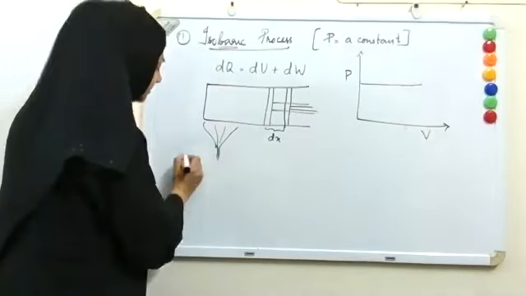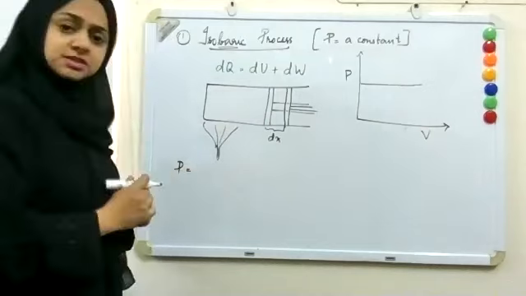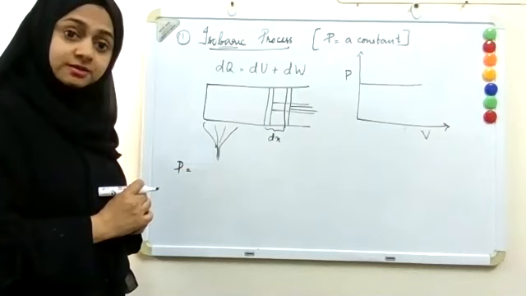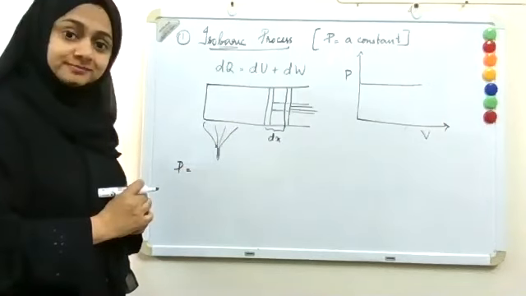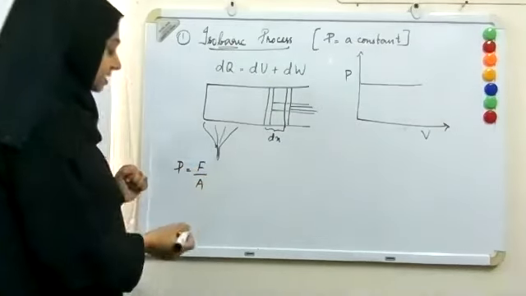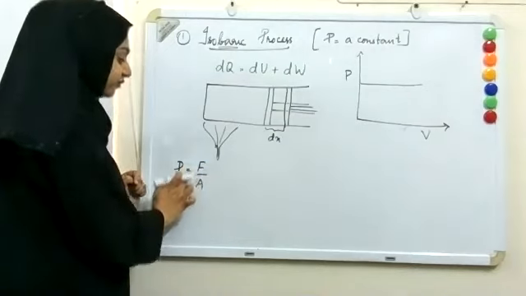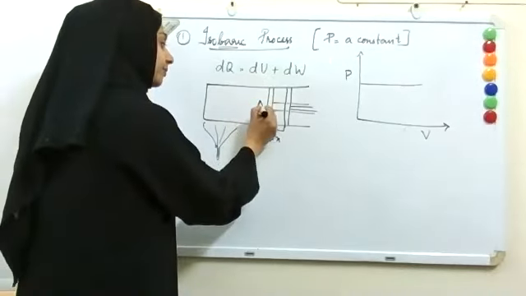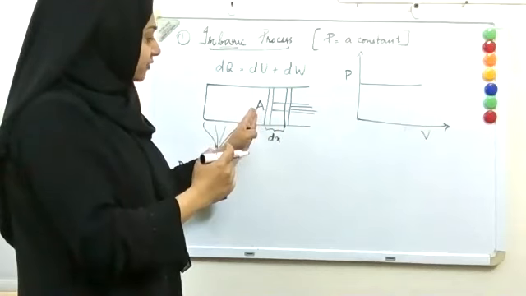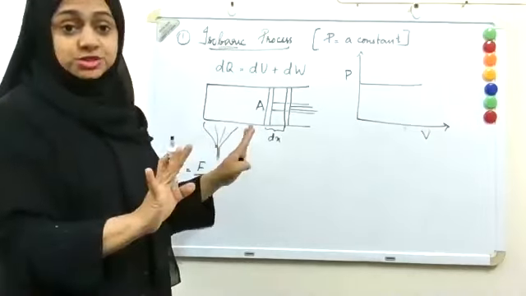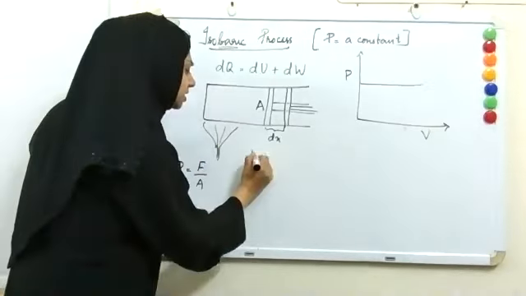Now what is pressure? Pressure is defined as F by A, force per area. Suppose the area of cross section of this cylinder is A, and the pressure is P, which is a constant. Now let us see what the work done is.